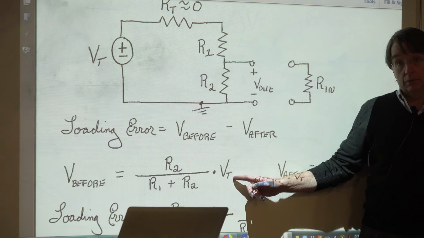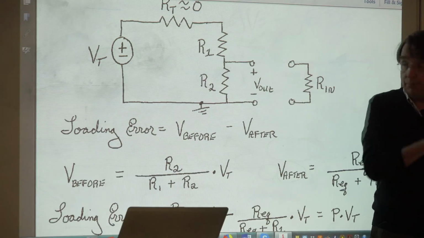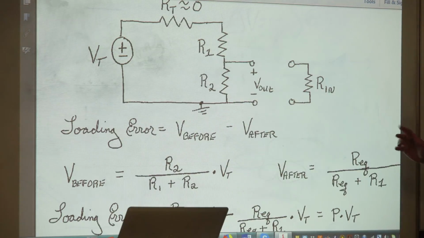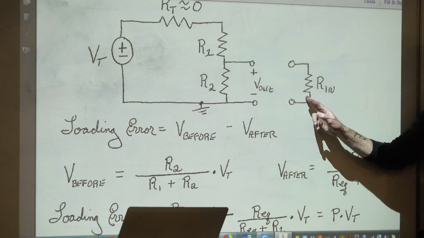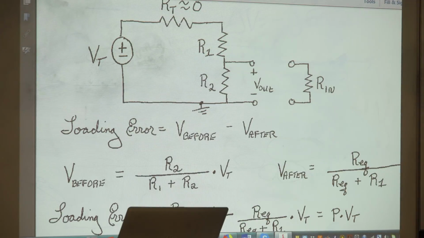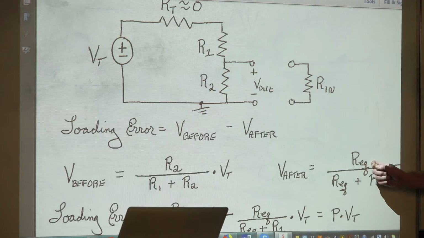Now, V after. I now add this. I'm hoping you see this. If not, please let me know. I have to get an REQ somewhere here. REQ is product over the sum for two resistors. So REQ is R2 times Rin divided by R2 plus Rin. Now, what's V after? REQ, right? Not just R2 anymore. It's the two of them together. It's REQ over REQ plus R1.